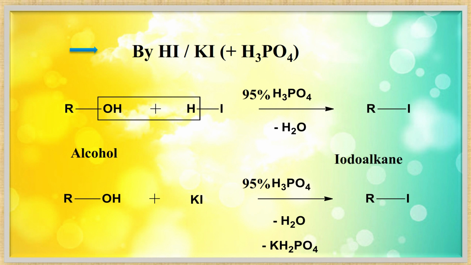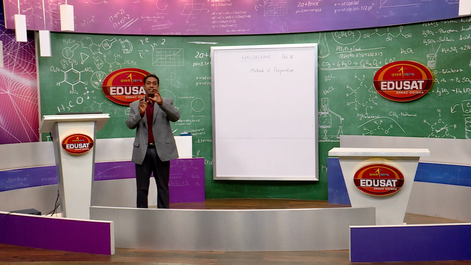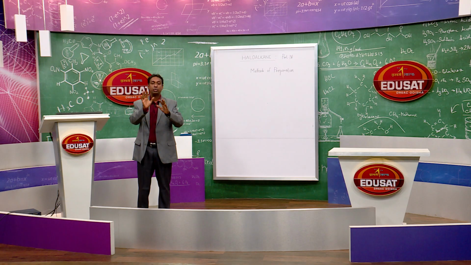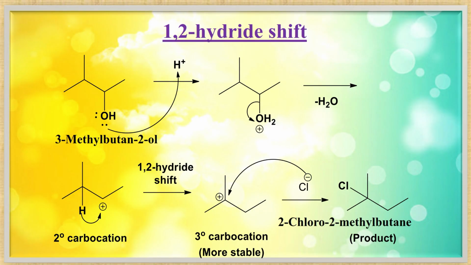We are removing water. You can see OH and H, I make a box of it, that you should remember that water is coming out and the two groups, I or any halogen and R, will attach to give you haloalkane. Look at this.